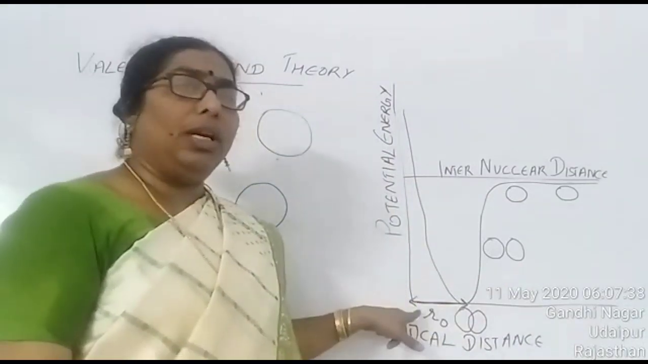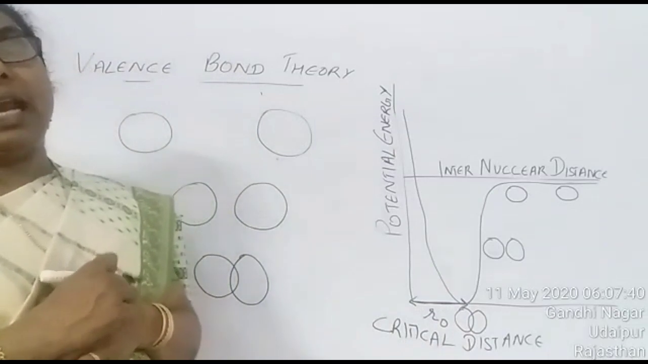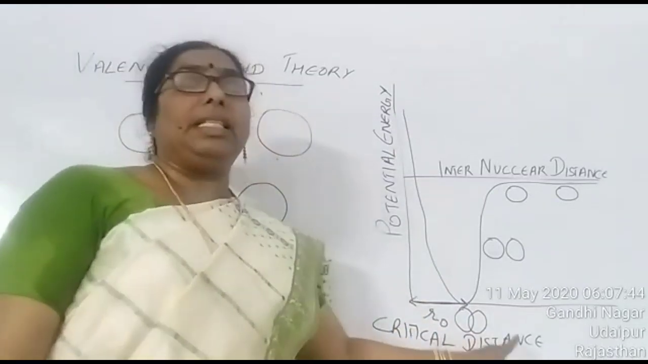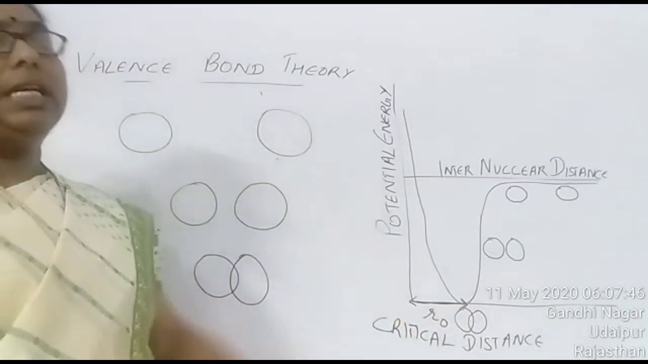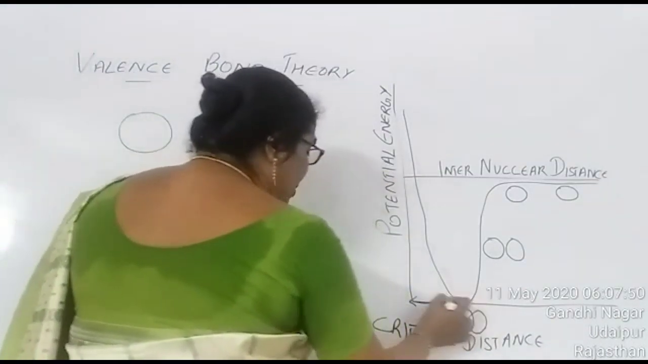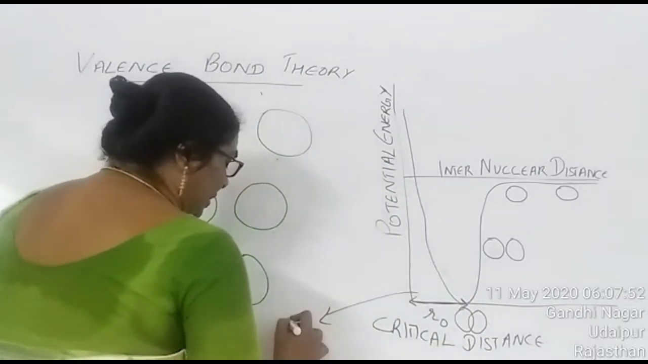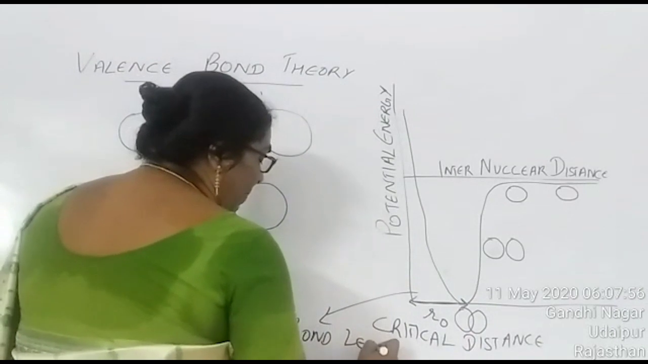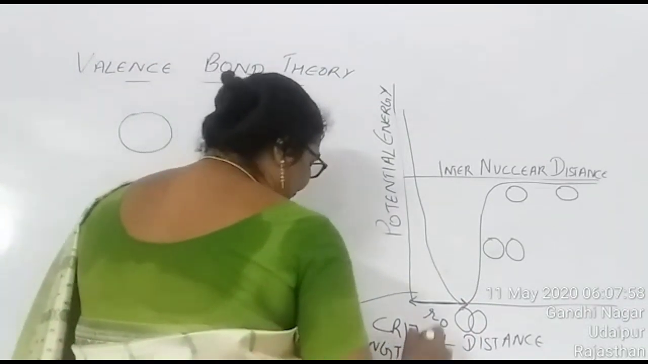So this particular distance at which the magnitude of attractive force just balances the repulsive force is termed as critical distance, or we can say that this particular distance is also termed as bond length. About these bond parameters we will be studying in the next class.